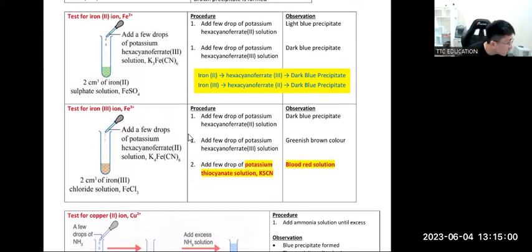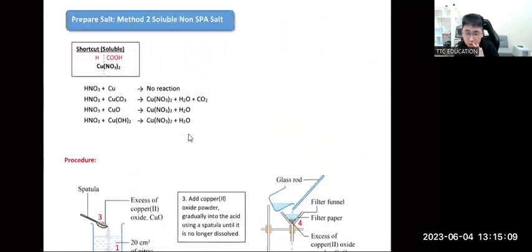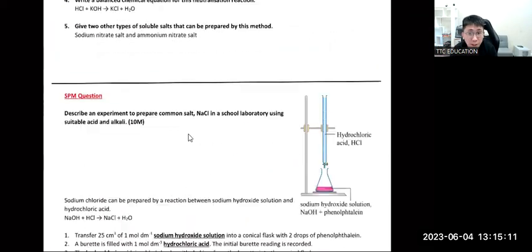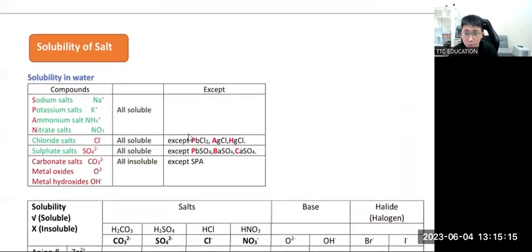Okay, so right here I will just glance through. I'm not going to go into detail, because if you go into detail, there's not enough time for today. There are only 2 hours.